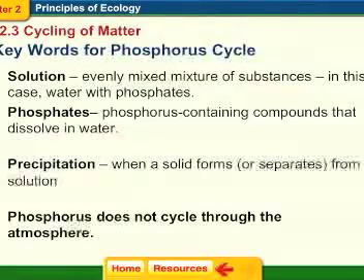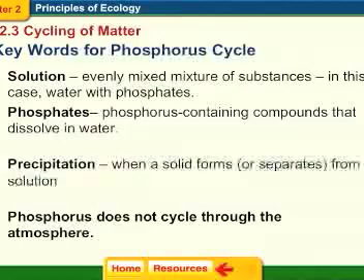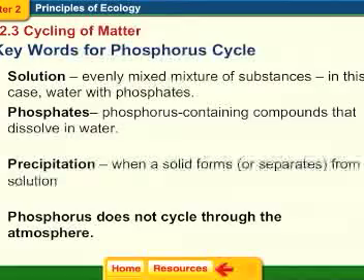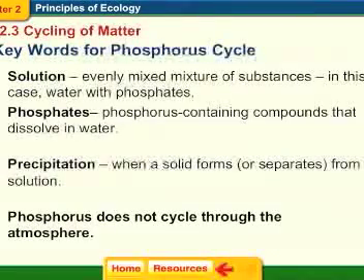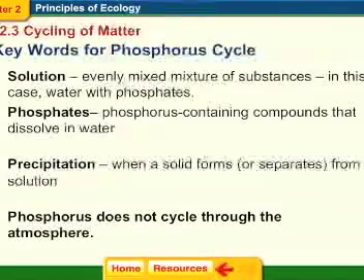Some keywords to remember. Solution is when there is a mixture of substances. In this case, we're talking about water mixing with phosphates, kind of like salt water, except instead of salt, it's phosphate water. Phosphates are phosphorus-containing compounds that dissolve in the water. Precipitation is when a solid forms out of this solution. So you've got some things dissolved and then solids come out of it. It's kind of a weird concept, but that's what precipitation means in this case.